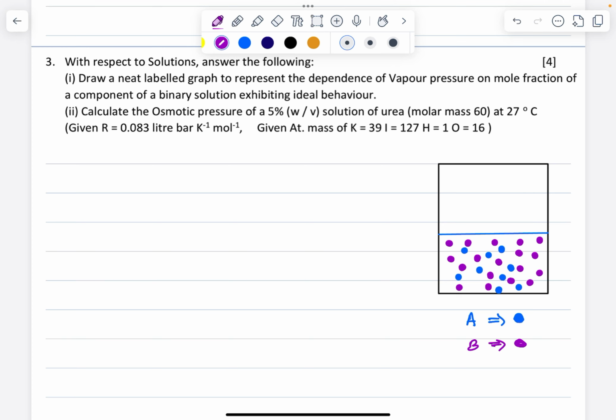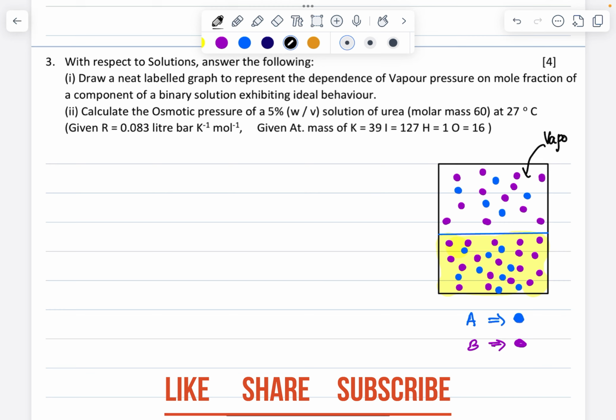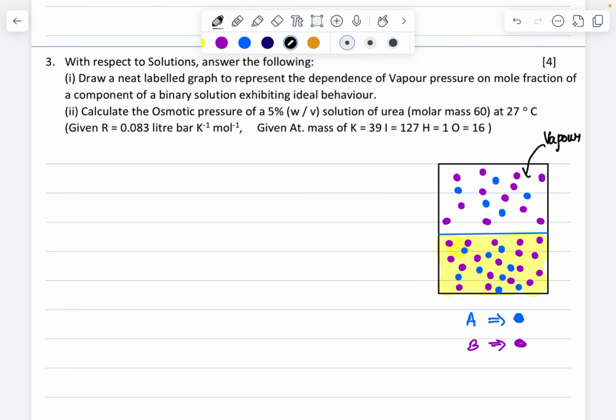So B component is in more quantity, so its contribution to the vapor pressure will be more; more vapors will be there in the gas phase over here. And A, since it is less, its contribution will be less in the vapor phase. So over here one thing is clear, this is the solution, this is the liquid phase, and this is the gas phase, or the vapor phase. These are the gaseous forms of that. They are going to exert a vapor pressure on the surface of the liquid. That is the definition of vapor pressure: the pressure exerted by the vapors on the surface of the liquid in a closed system. This is a closed system.